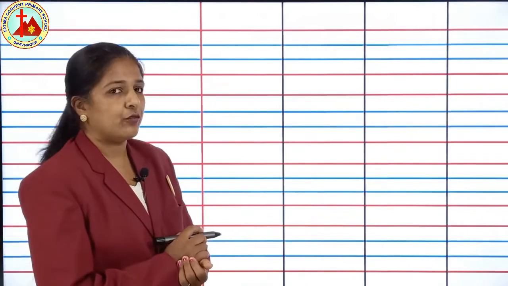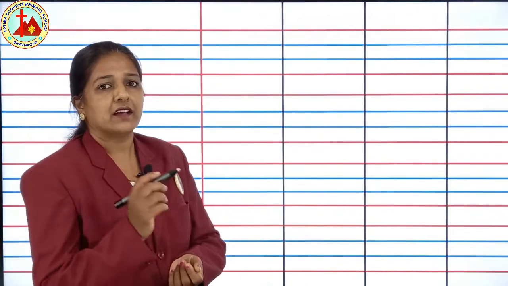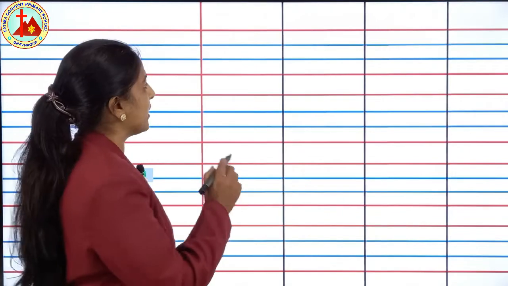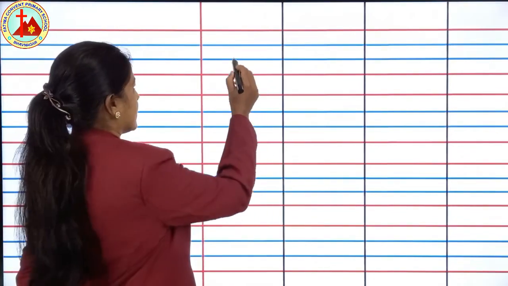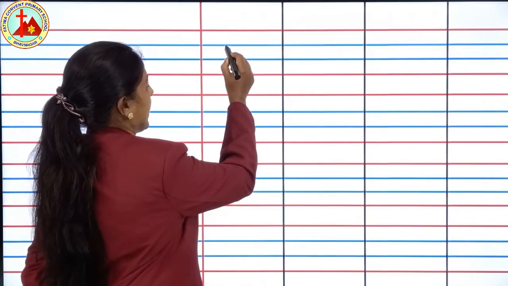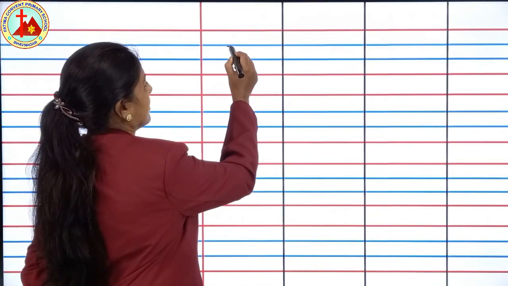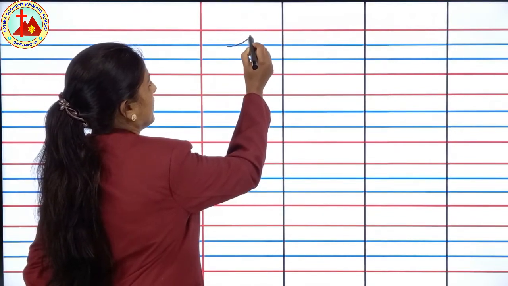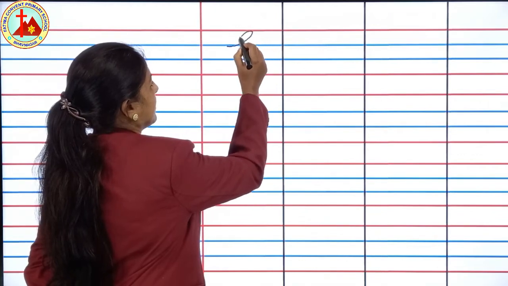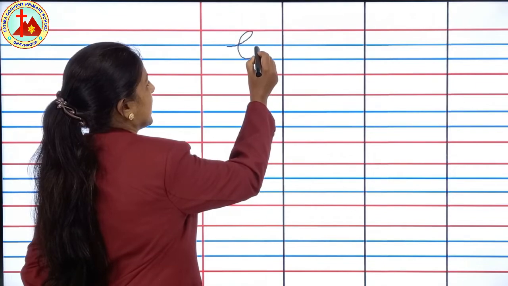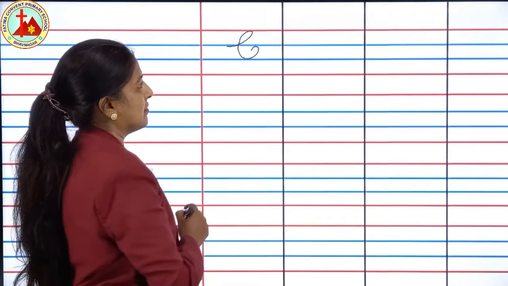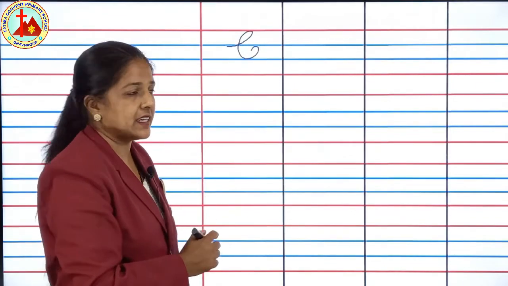Now we'll practice to write in the 4-line book. In your 4-line book you have to write how Miss is writing. So look carefully children. Cursive capital C. Starting from the first blue line here, you have to go up to the red line, come down to the blue line, inside curve, cursive capital C.